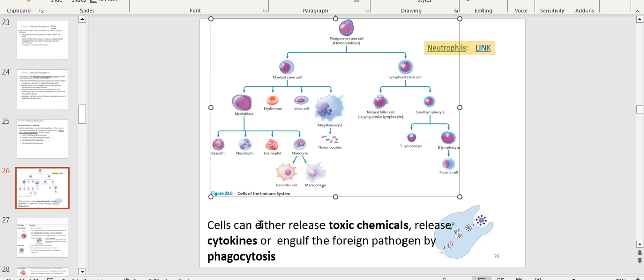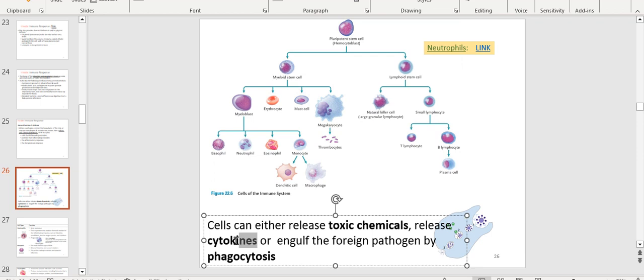Cells can either release toxic chemicals, release cytokines, or engulf the foreign pathogens by phagocytosis. Beautiful words, I love it. Phagocytosis, chomp chomp Pac-Man. Cytokines are chemicals that are released. We'll get there.